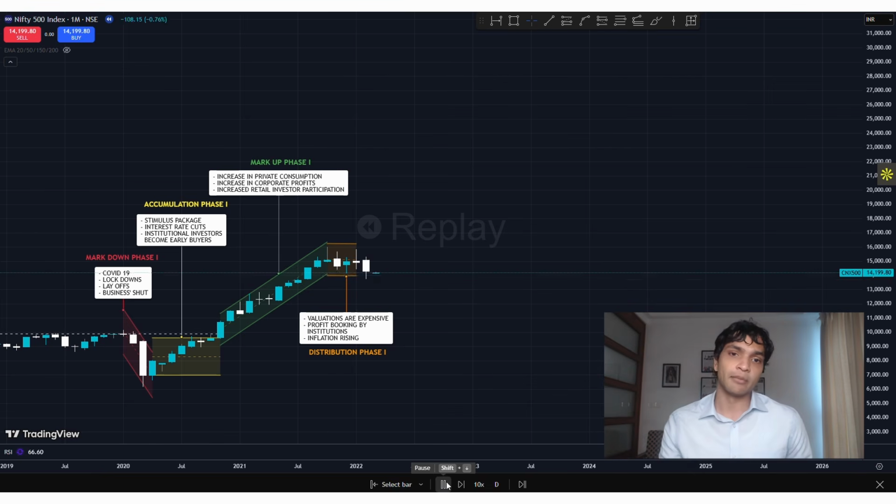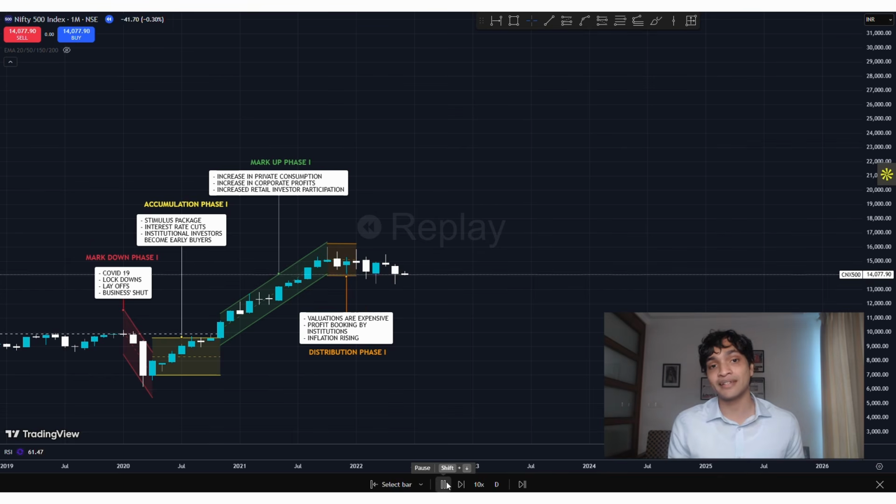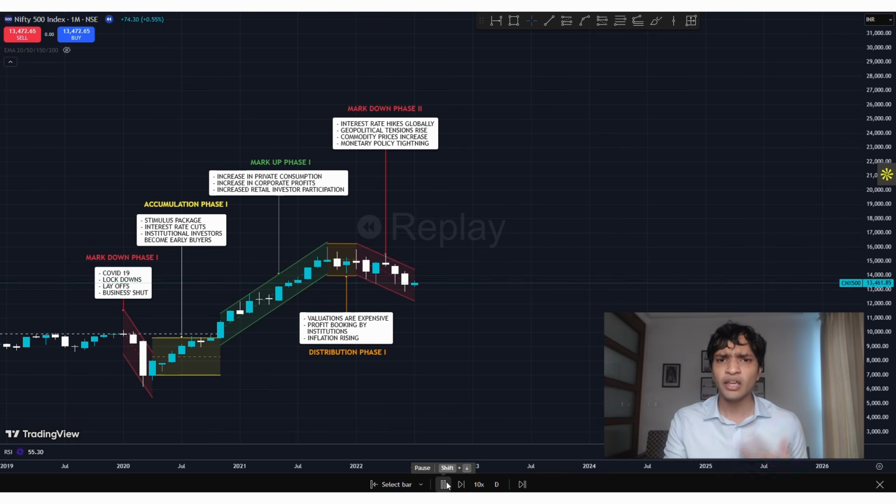That eventually culminates in a markdown phase, triggered by interest rate hikes by reserve banks both domestically and internationally. Investor sentiment further deteriorates as geopolitical tensions and commodity prices rise. Prolonged high inflation expectations set in, and this sets the tone for a period of tight monetary and economic conditions.